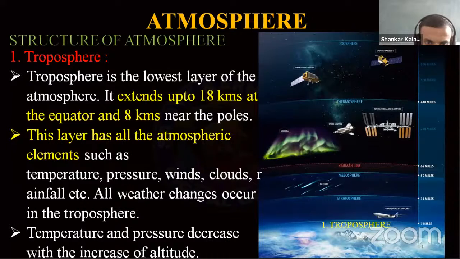This layer has all the atmospheric elements such as temperature, pressure, winds, clouds, rainfall, etc. All weather elements are here. What are the important elements of the atmosphere? Temperature, pressure, winds, clouds, and rainfall. All these are found in the troposphere.